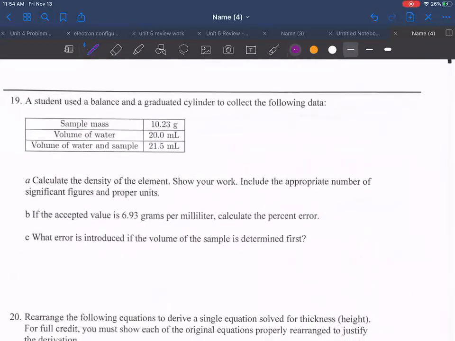All right, more density stuff. So the first part is asking you to calculate the density and show your work. In our case, we need to first figure out what we have. Density, we don't know. Mass is given as 10.23. But how do we figure out volume from this problem?